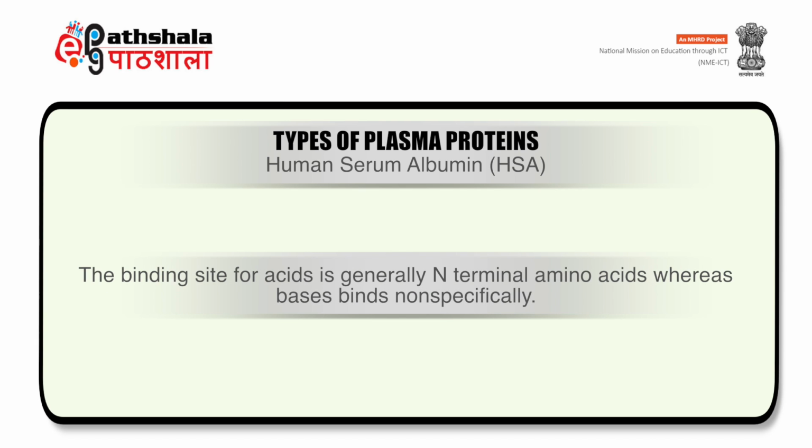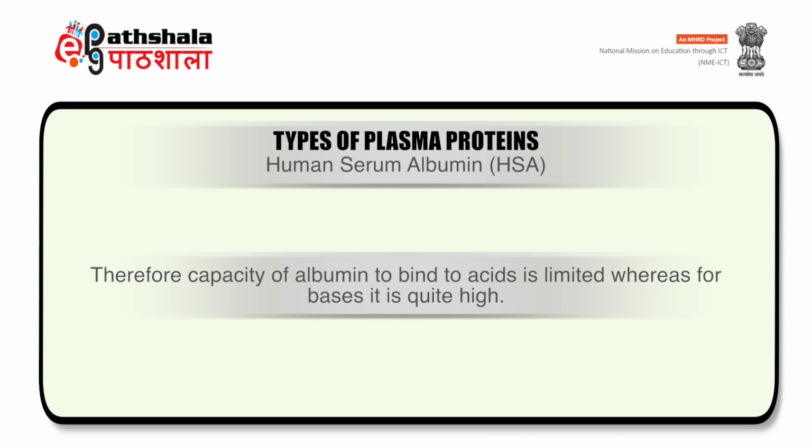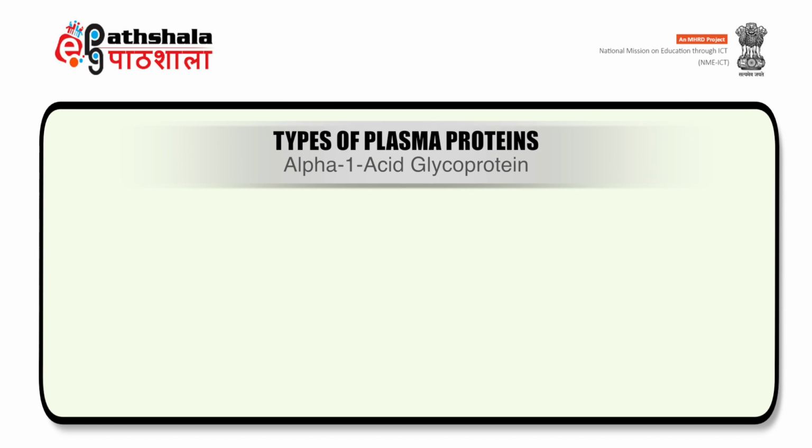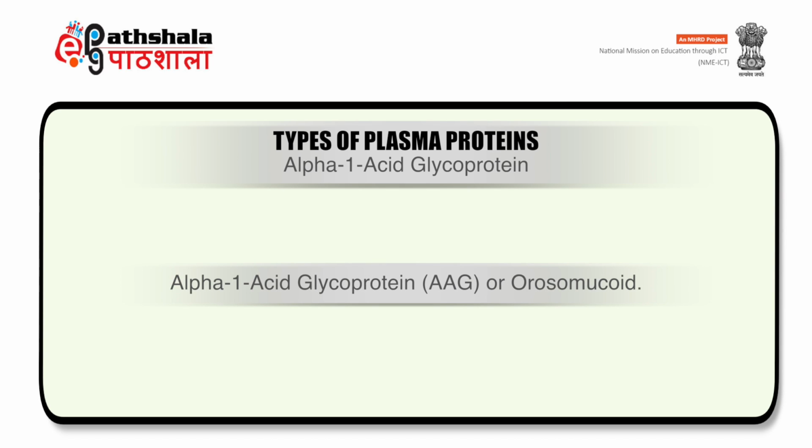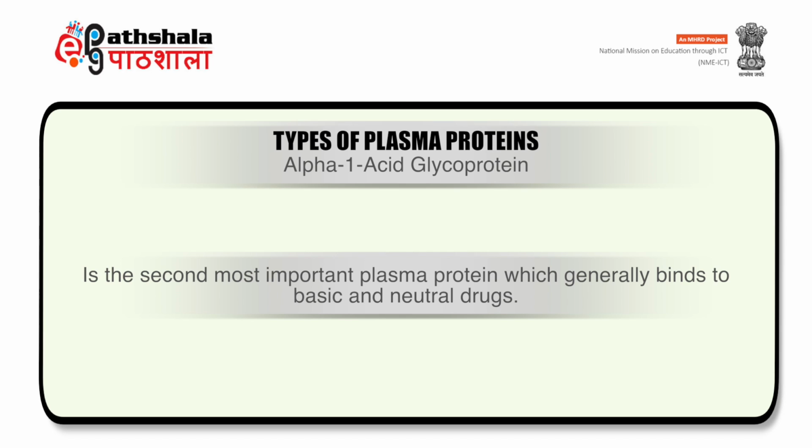The binding site for acid is generally the N-terminal amino acid, whereas the basic drugs bind non-specifically. Therefore, the capacity of albumin to bind to the acids is limited, whereas for the base it is quite high. The next protein is alpha 1 acid glycoprotein, abbreviated as AAG, the second most important plasma protein, which generally binds to basic and neutral drugs.